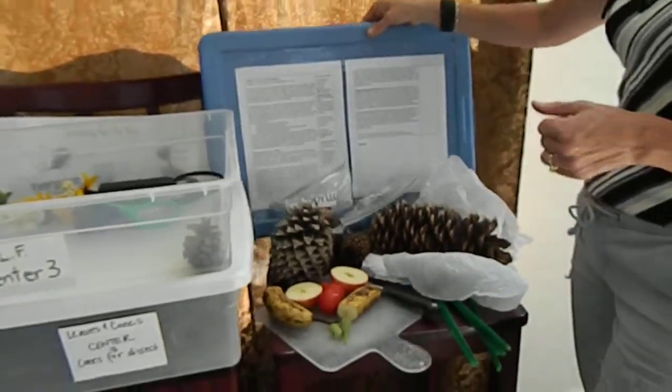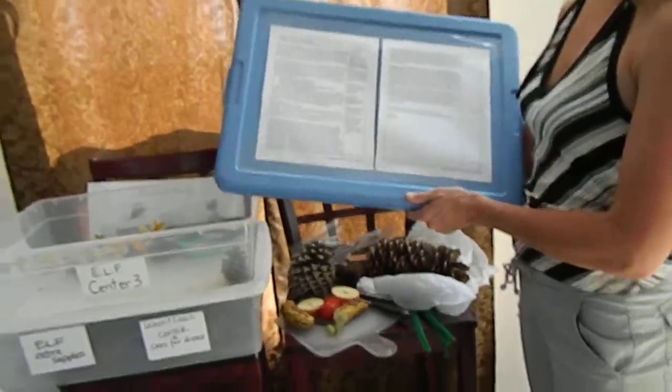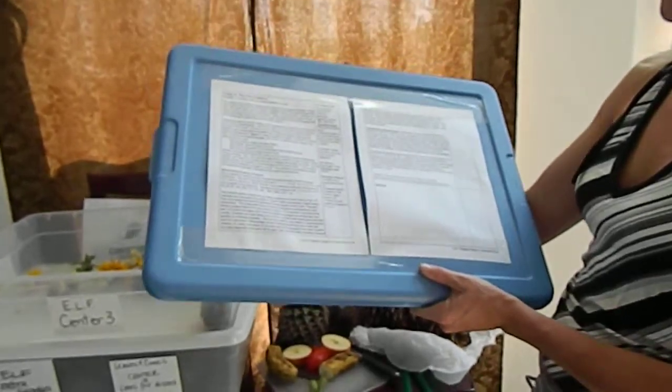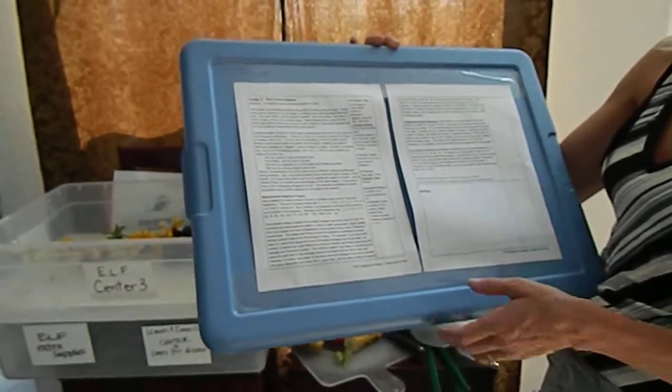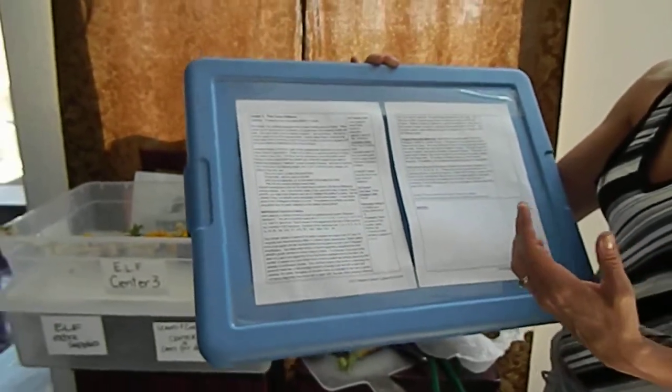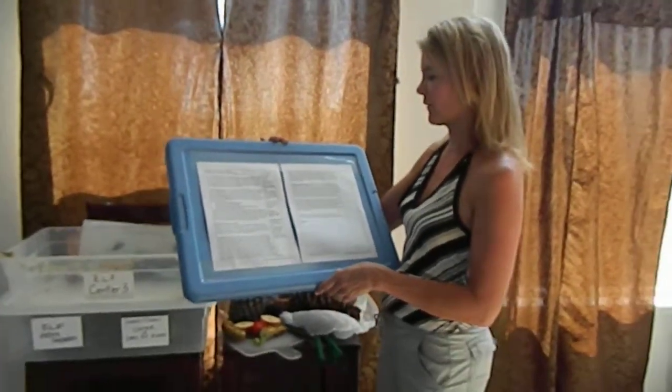So that kind of brings you through the whole outline for ELF for Center 3. Again, the Fibonacci stuff maybe seems kind of fancy, but it's a good introduction to kids to bring the math in with our science, since we do try to partner those 2 things.